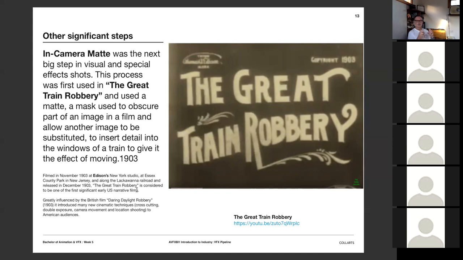The way they did that was by creating an in-camera matte where they were able to block out the windows when they exposed the film. They did it using masks, and then were able to re-expose the film using other footage. So in 1903, the first example of an in-camera matte. I've put a little bit more detail down here: filmed in 1903 by Thomas Edison, the guy that invented the light bulb and lots of other great innovations at the time. So he was into filmmaking. Again, you've got the YouTube clip, go and check that out. It's really interesting.